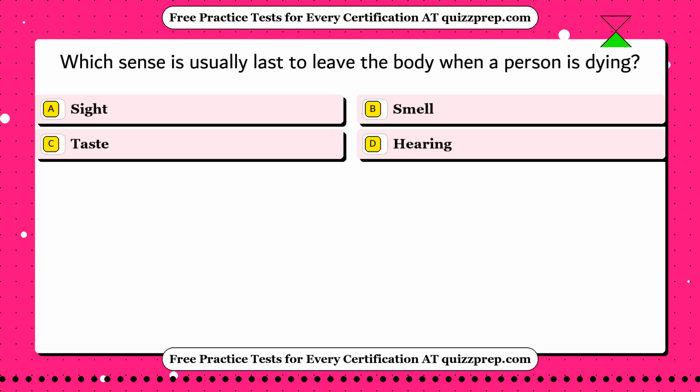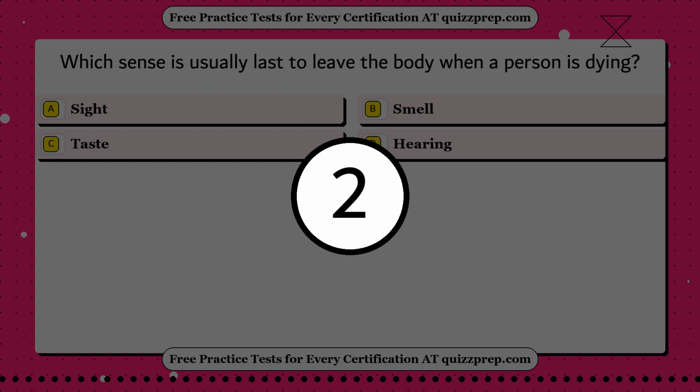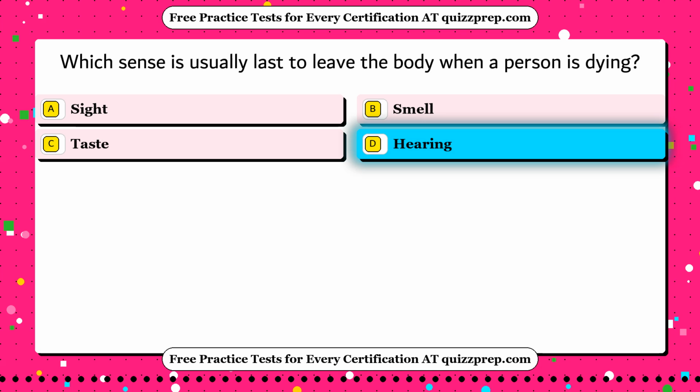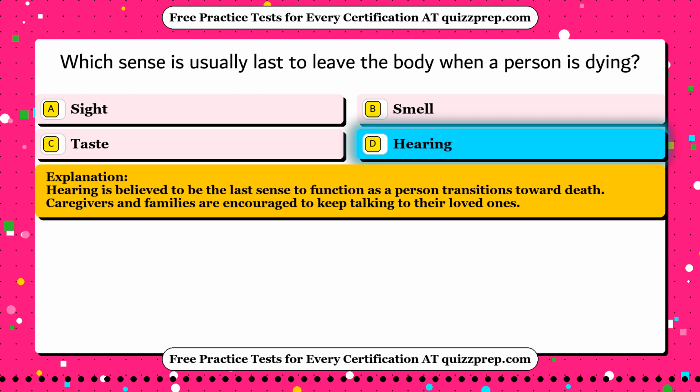Question 51. Which sense is usually last to leave the body when a person is dying? Option A, sight. Option B, smell. Option C, taste. Option D, hearing. The correct answer is option D, hearing. Hearing is believed to be the last sense to function as a person transitions toward death. Caregivers and families are encouraged to keep talking to their loved ones.